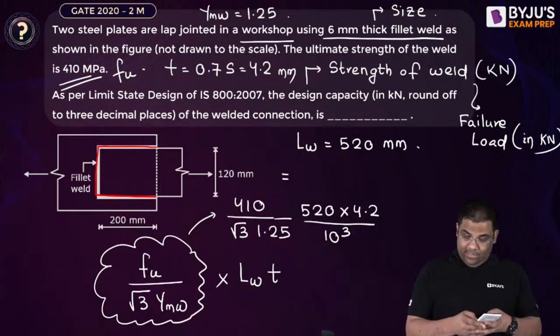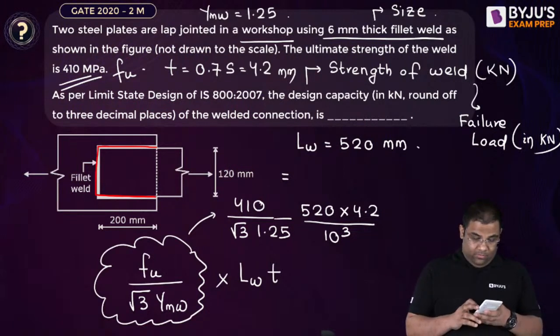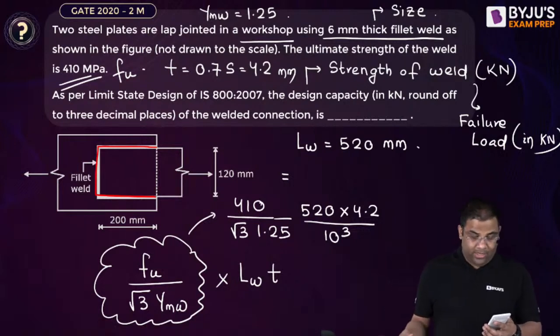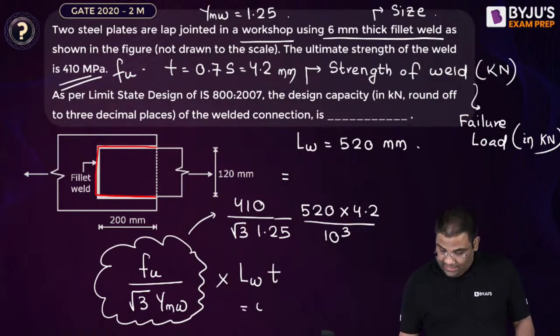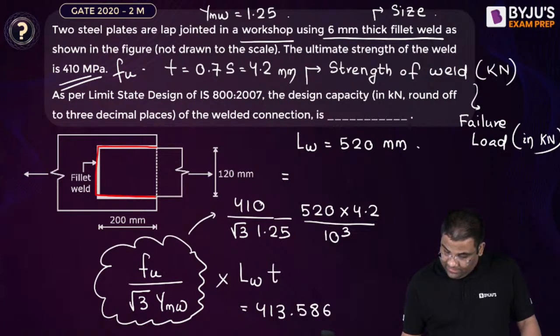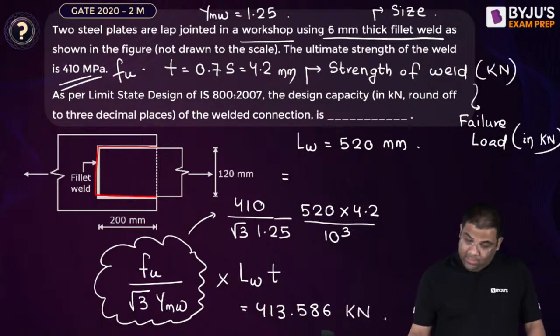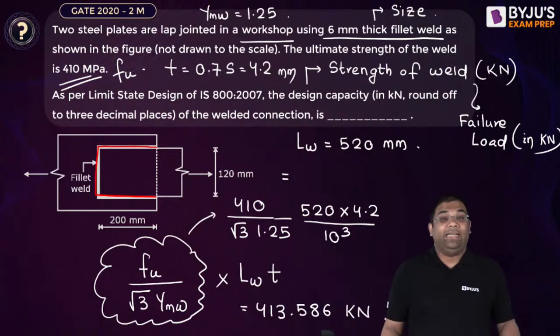So, 410 divided by root 3, further divided by 1.25, then into 520 into 4.2 and further divided by 10 to the power 3. I'm getting how much? 413.586. I can take it as 413.586 kilonewton. Now see, this was asked in 2020.